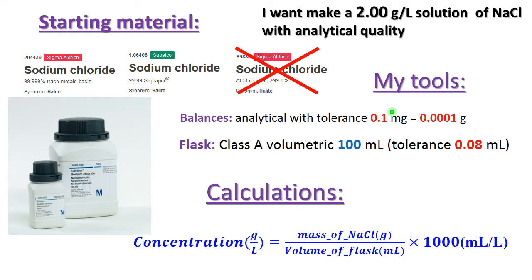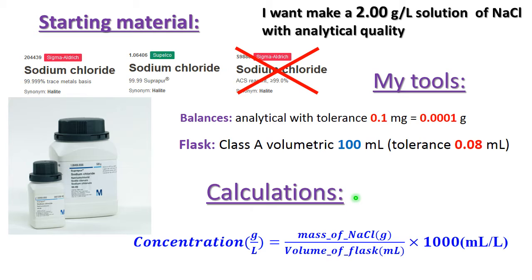We'll see why. My tools will be usual analytical balances with tolerance 0.1 milligram, that is 0.0001 gram. Next, I'll need a volumetric flask, say 100 ml. Tolerance is 0.08 ml. Where I know that, I can look in a textbook or in any handbook or Google it.